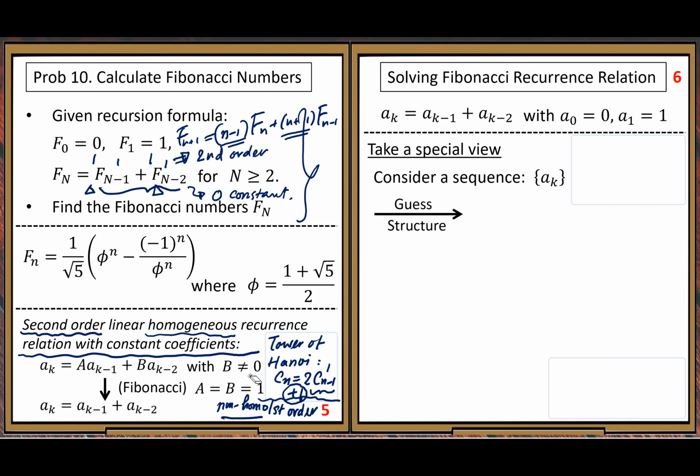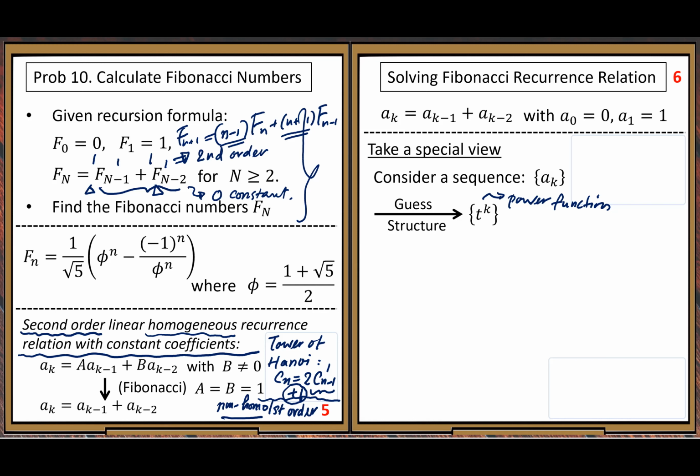So here, the pattern structure we guess: the little a sequence should take this t to the k power function structure. So this is a power function structure. But you may wonder, how do you know you should take the power function structure?